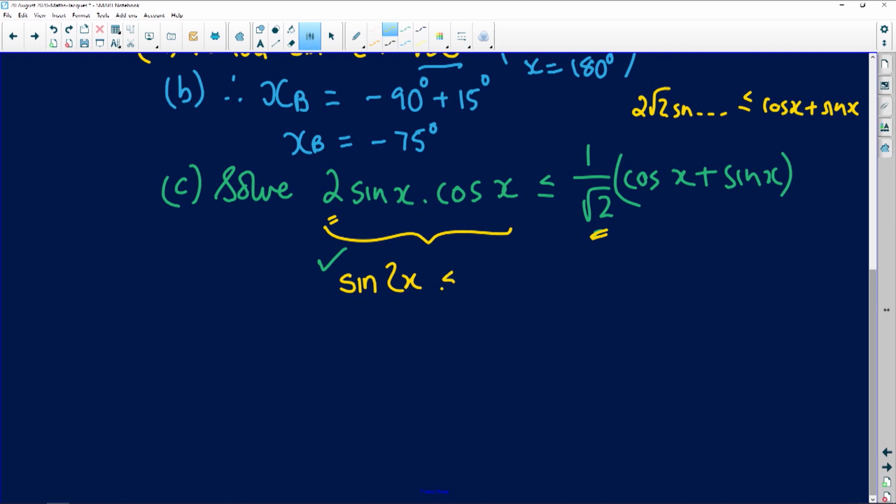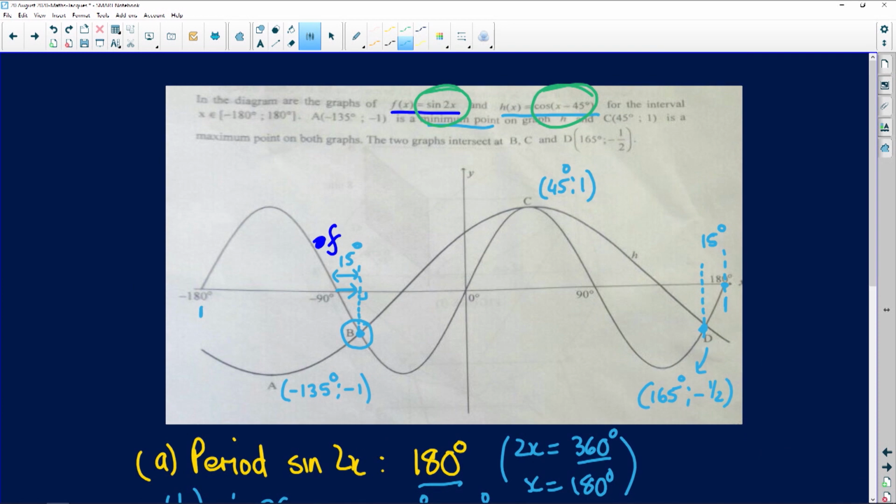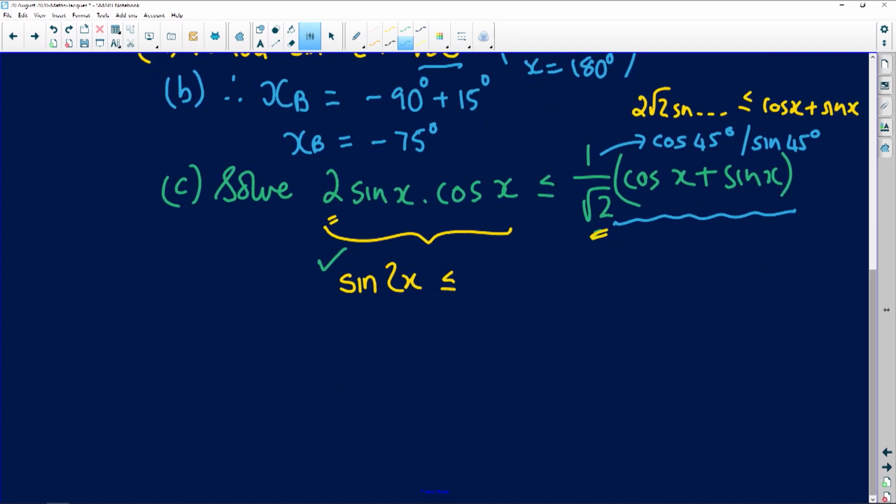Okay, this is less than equal to, now there's a little bit of work to do here. We know that this 1 over root 2 can represent the cosine of 45 degrees, and it can also represent the sine of 45 degrees, which is indeed what we need to fiddle with on this side, folks, so we can create the graph. Let's remind ourselves what that graph is. That graph is the cos of x minus 45. Okay, so let's play around with that.